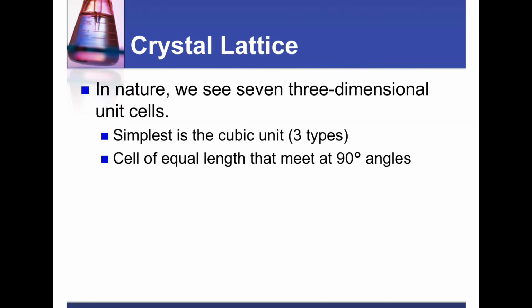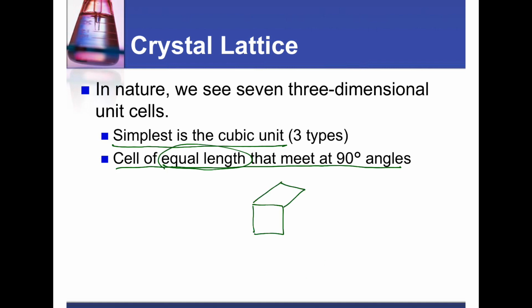So in nature, we see a lot of different types of unit cells. In this chapter, we are going to concentrate on the simplest of them, which is the cubic unit cell. There are 3 different types of cubic unit cells, and those are the ones that we're going to cover. What's nice about a cubic unit cell is that all of the sides have an equal length. So when we think about a cube, we're saying that this side and this side and this side all have the same length.